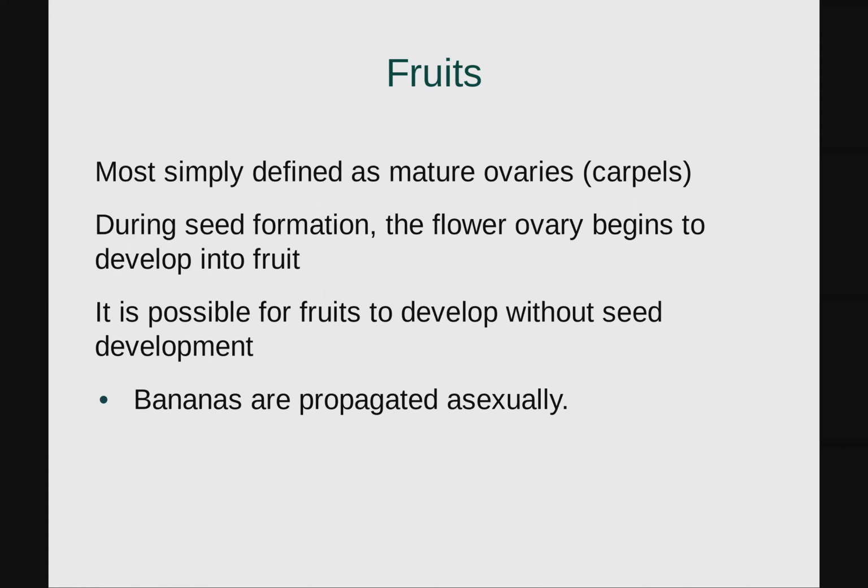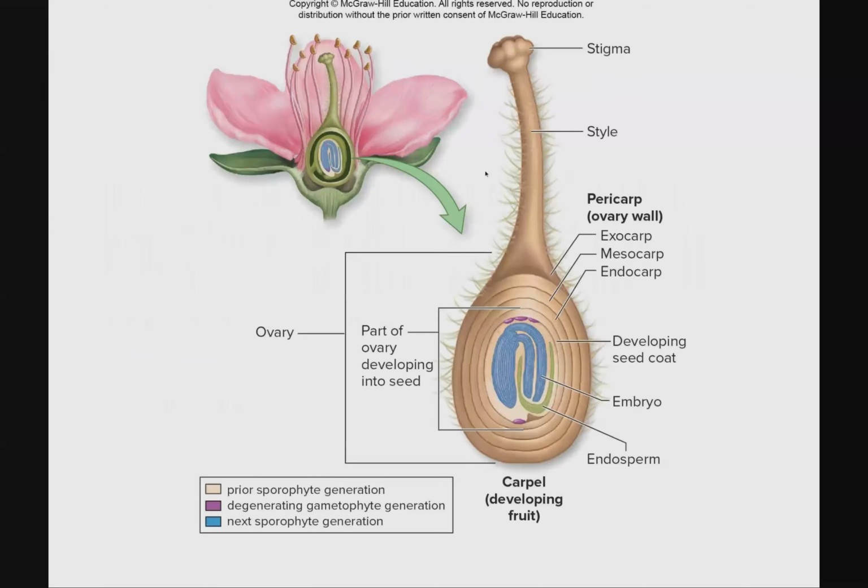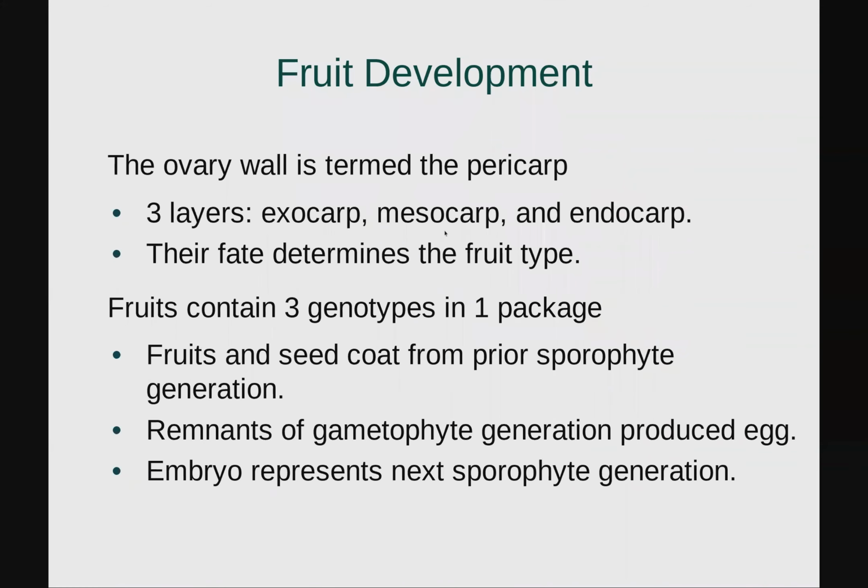Now, it is possible for fruits to develop without seed development. For instance, bananas are propagated asexually, so they have fruits, but they don't have seed development. It's kind of an interesting thing. But let's look at how a fruit develops. The ovary wall is termed the pericarp, which has three layers: the exocarp, the mesocarp, and the endocarp, and their fate determines the fruit type. Now, fruits contain three genotypes in a single package.